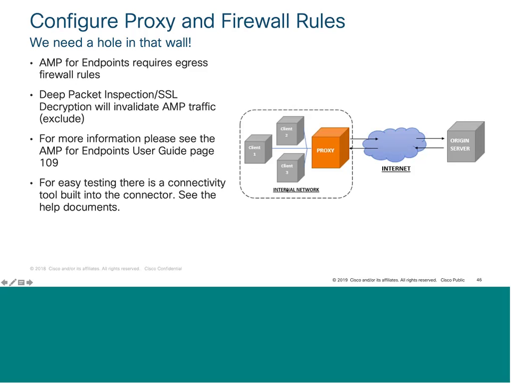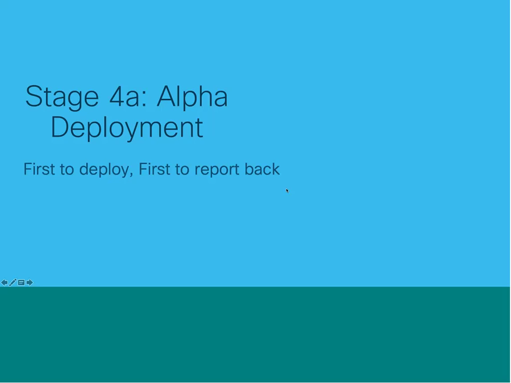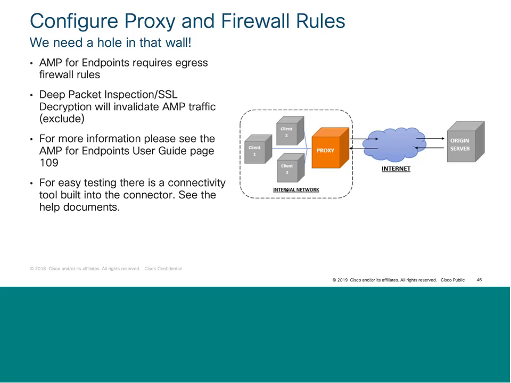So our alpha deployment is, of course, our first endpoint connectors to be deployed, as well as our first connectors to report back and start providing file telemetry data and endpoint information. How do we make this work?